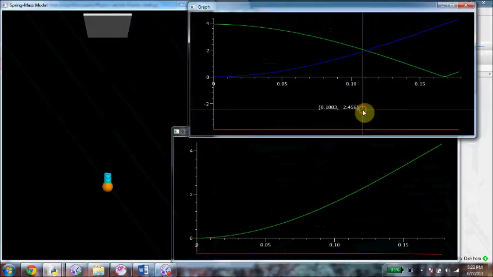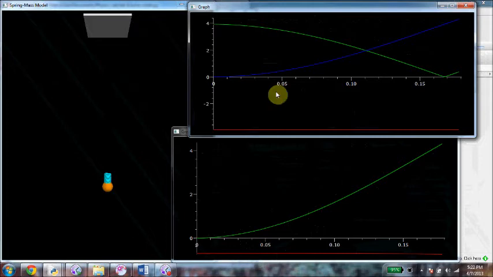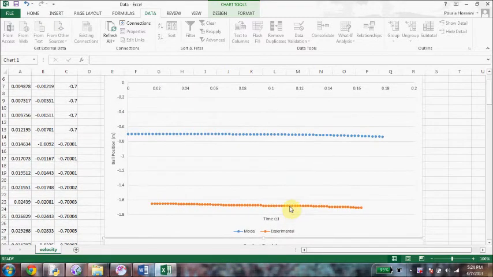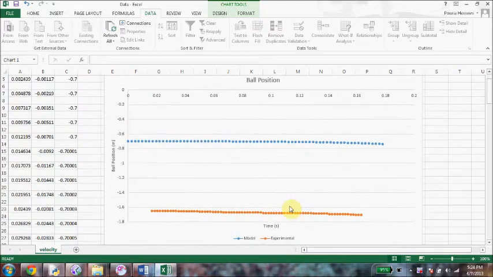ball. And this graph right here shows the force of gravity and the force of the spring, and then the blue line is both forces added together. As you can see, there is a force over time, but the ball still remains stationary. Here I've plotted the position of the ball. And here you can see the blue line is the model and the orange line is the experimental.